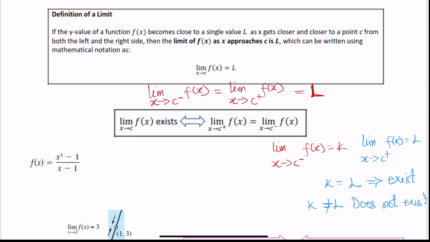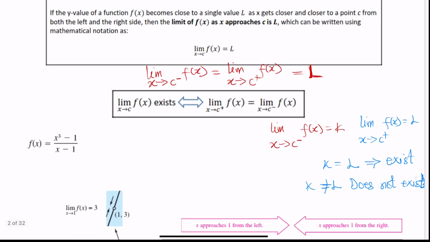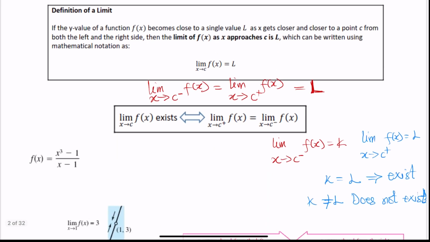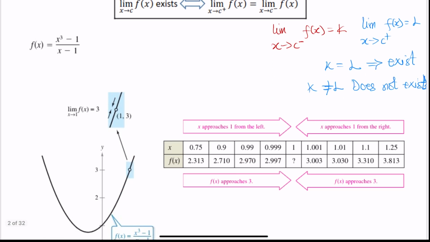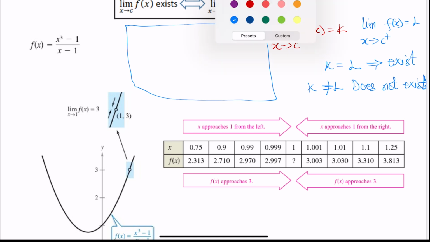So if k is not equal to L, then we say the limit does not exist. Great. So now that we understand the definition of limits, let's look at two more terminologies, and we proceed to an example.